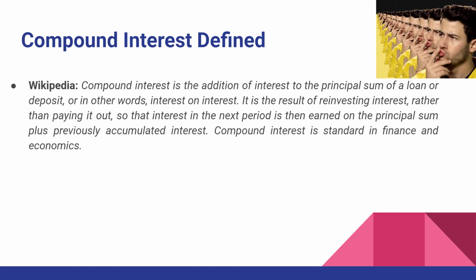So of course, from our best friend Wikipedia, compound interest is the addition of interest to the principal sum of a loan or deposit, or in other words, interest on interest. It is the result of reinvesting interest rather than paying it out. So that interest in the next period is then earned on the principal sum plus previously accumulated interest. Compound interest is standard in finance and economics.